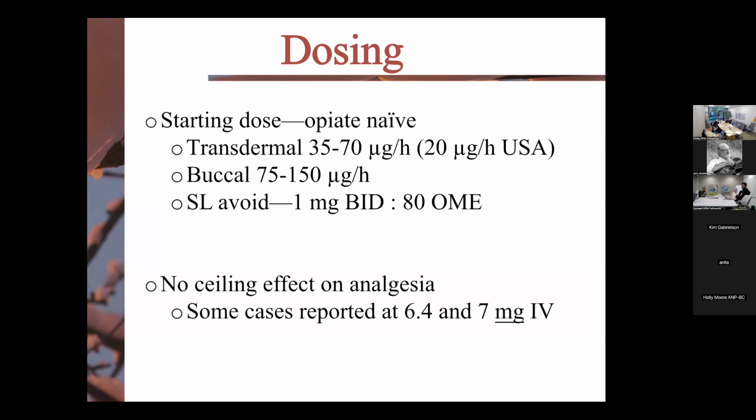Buccal, again, 75 to 100 may be a good place to start. And then sublingual, do avoid 1 milligram BID. You could put your patient into the hospital with respiratory failure. So as small as 1 milligram sounds, it's at quite a high oral morphine equivalent. So again, there's no ceiling effect on that analgesia.